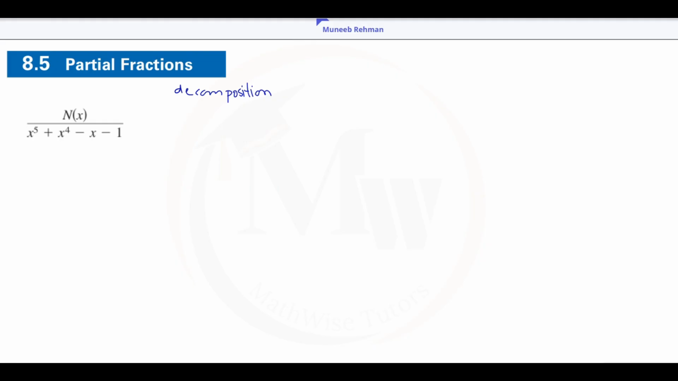If we have a bigger fraction and we want to make it simple, we'll decompose it. For example, if you have this fraction, N of s is the numerator polynomial. It can be any polynomial. We are not concerned about that because we don't need to simplify that one. We are only concerned about the denominator. So we have to make the factors of the denominator function and break it into some parts. How would we break it?